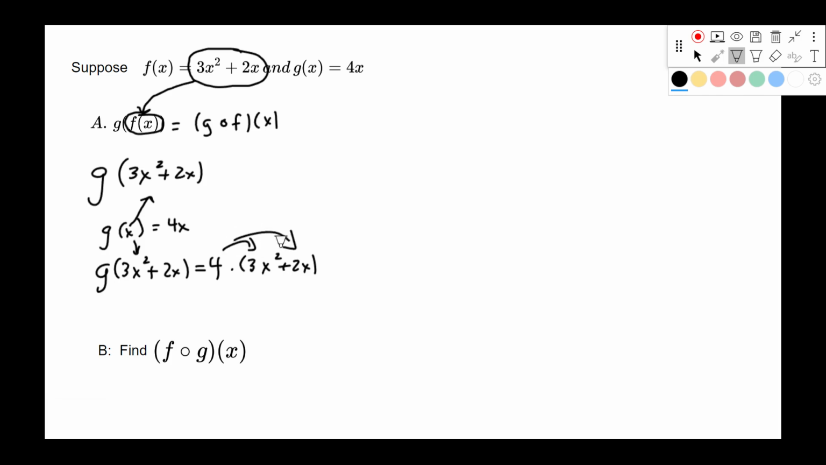And now I could distribute the 4 if you wanted to. You'd have 12x squared plus 8x. You could take out a GCF if you wanted to. You could leave it like this. That's fine. We did the algebra. So that tells me that g of f of x is equal to 12x squared plus 8x. And that's the answer. We're doing it algebraically now.